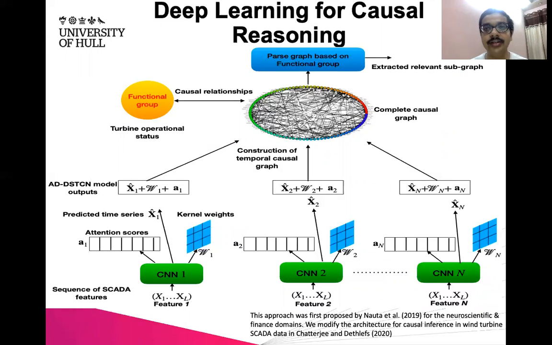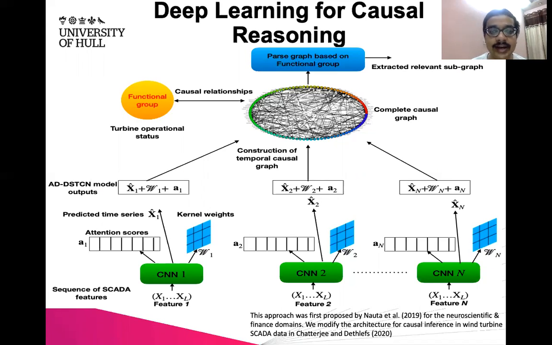And causal reasoning through deep learning was initially proposed by this paper, Nauta et al., in 2019 for other domains, that is neuroscience and finance. While you would clearly have seen from the previous slides that the wind energy domain faces a really challenging problem in operations and maintenance, and the data structure, that is SCADA data, is significantly different from what we would notice in neuroscience and finance. So we modified the model architecture for our learning task.